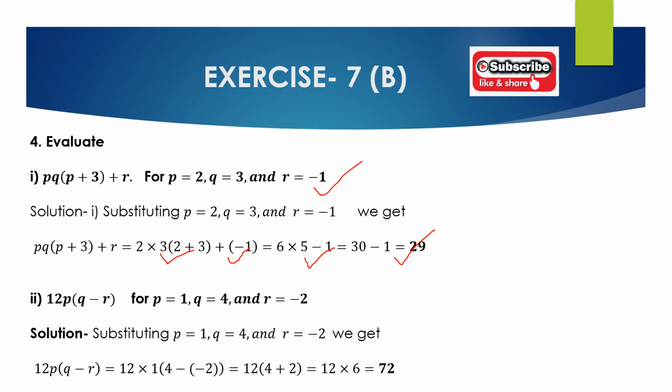We get 12P multiplied with (Q minus R) equal to 12 multiplied with P is 1, 12 multiplied with 1 multiplied with (Q is 4, 4 minus R is minus 2), minus of minus 2, 4 minus of minus 2 is 4 plus 2. 12 multiplied with 1 is 12, 12 multiplied with 4 plus 2, 12 multiplied with 6, 12 multiplied with 6 is 72. So value of the expression 12P multiplied with (Q minus R) is 72.